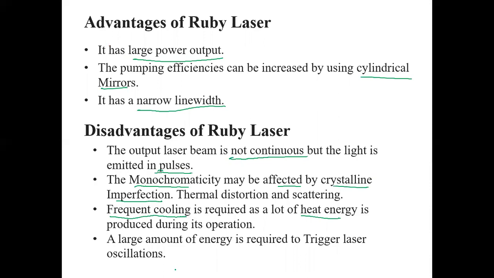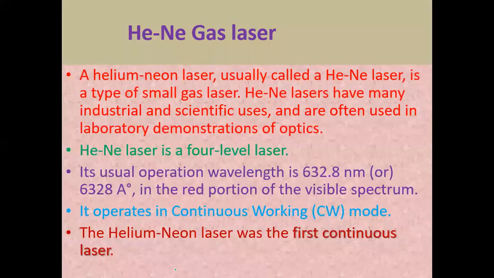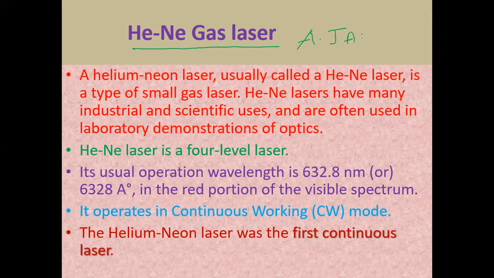Another laser system is the helium neon gas laser. The helium and neon gas laser was invented by A. Javan in 1961. This is the first type of gas laser.